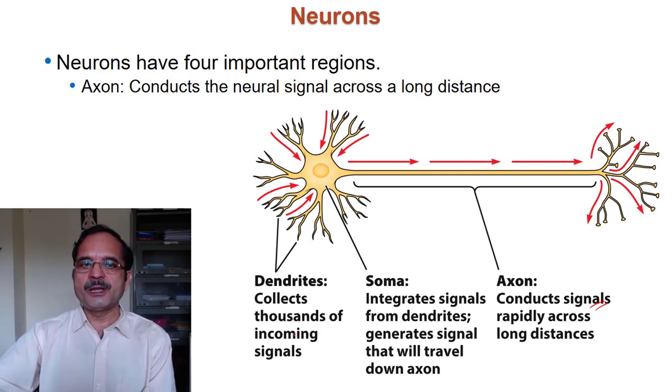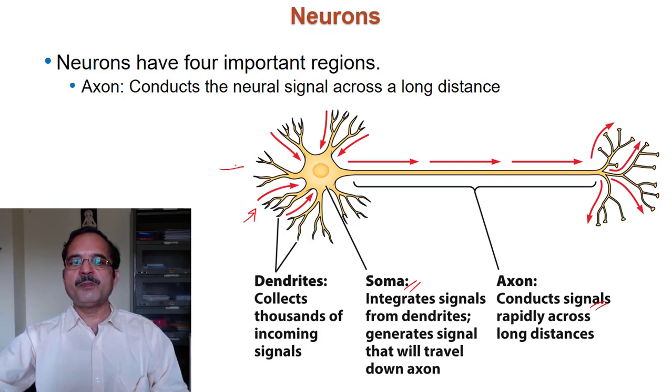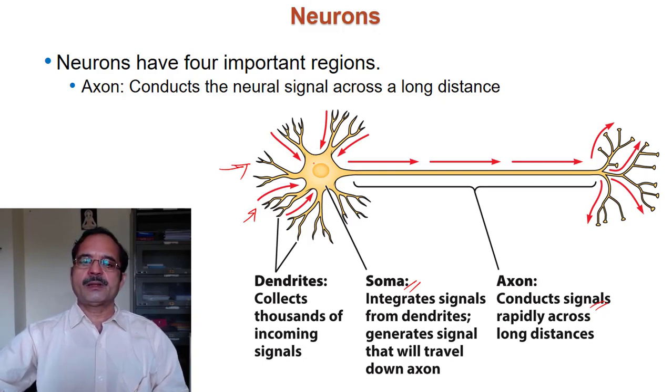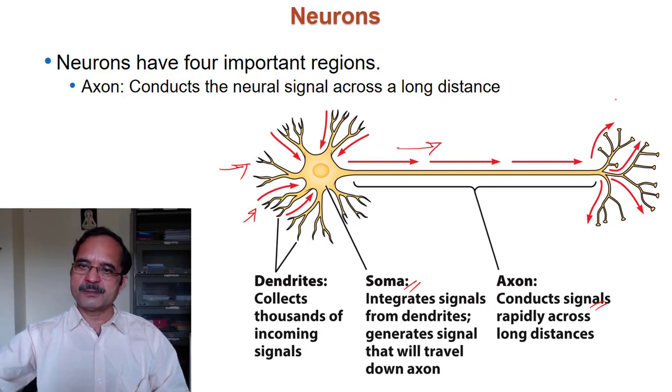Dendrites collect thousands of incoming signals, and soma integrates signals from dendrites, generates signal that will travel down the axon. So these dendrites, they sense the signals from various nearby sources. Then soma, it will integrate all these signals, and based on that it will generate some response in the form of electrical signal, and that electrical signal will travel away from this neuron through this axon, and it may go to the other cells.